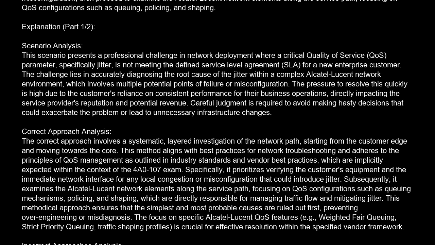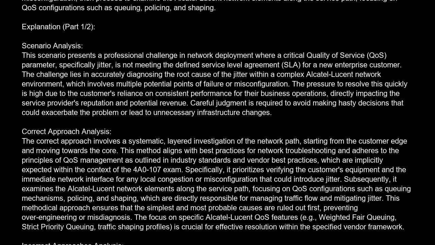The pressure to resolve this quickly is high due to the customer's reliance on consistent performance for their business operations, directly impacting the service provider's reputation and potential revenue. Careful judgment is required to avoid making hasty decisions that could exacerbate the problem or lead to unnecessary infrastructure changes.